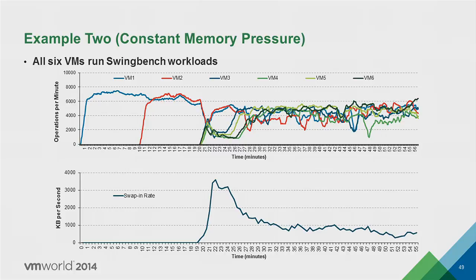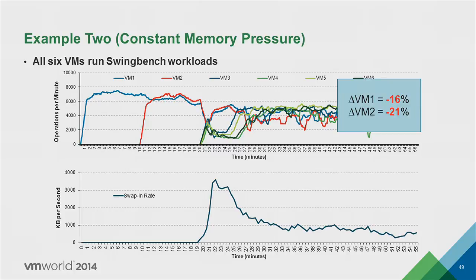As you can see, we see a constant non-zero swapping rate in the host. By looking at the performance of VM1 and VM2, they are significantly degraded. Therefore, we can use the swapping rate counter to identify the performance problem.